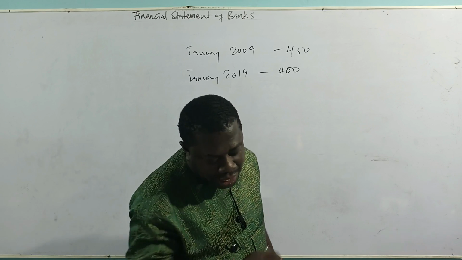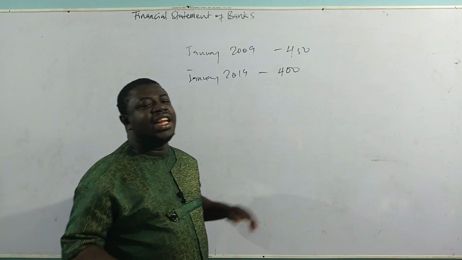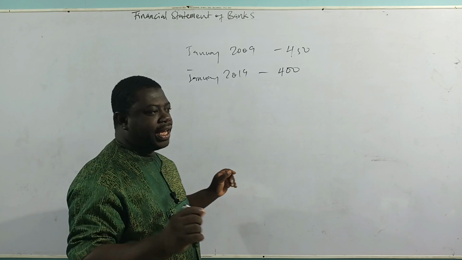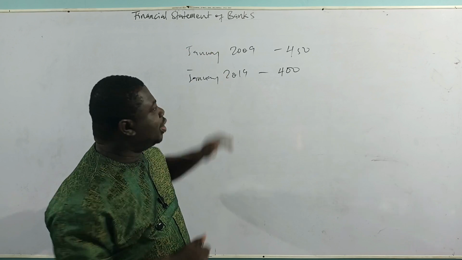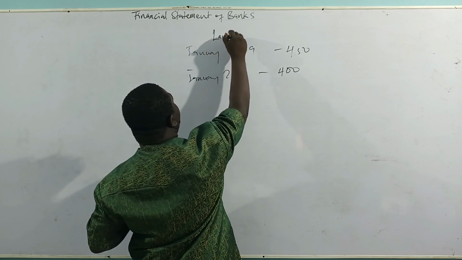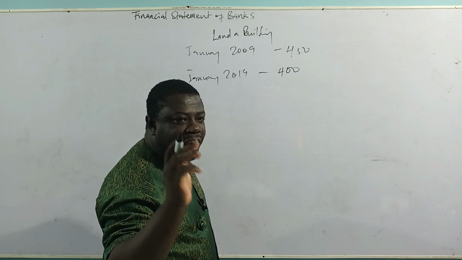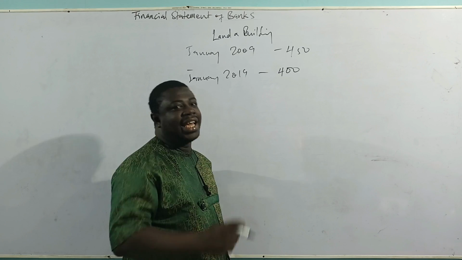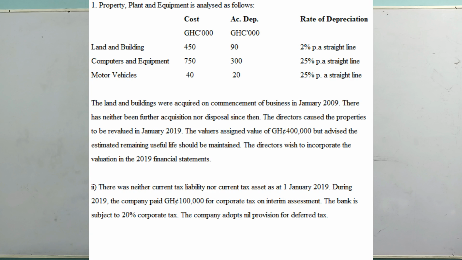We are also told that they advise that the estimated remaining useful life should be maintained. First of all, they didn't give us any estimated useful life in years for the land and building. We are talking about the property. They didn't give us any estimated useful life, but it is in there that you can find. We are told that the depreciation rate for land and building is 2% per annum.